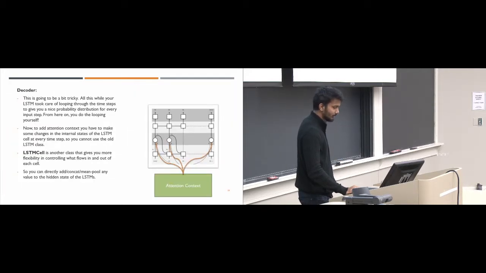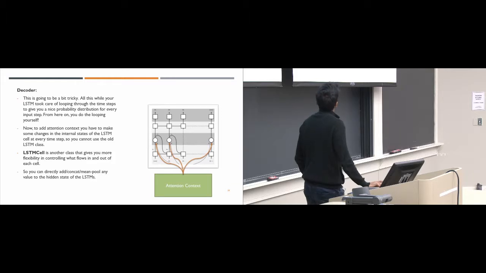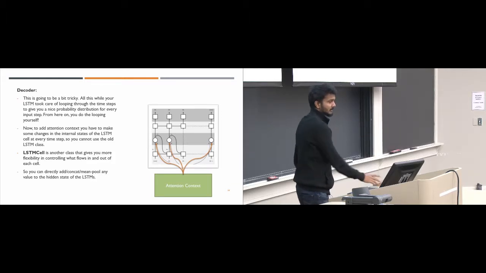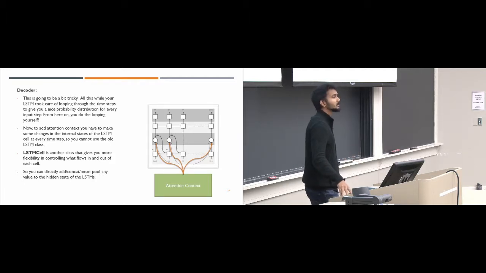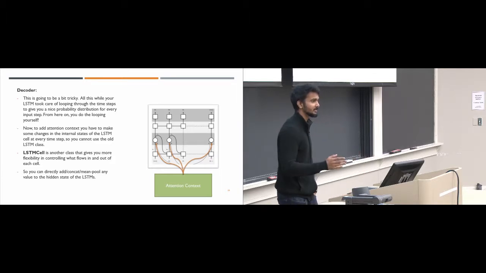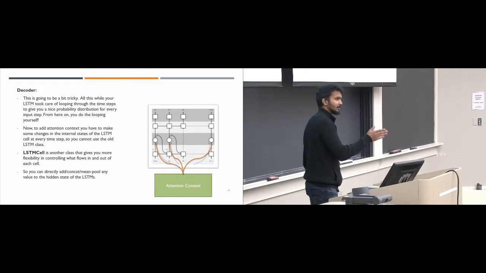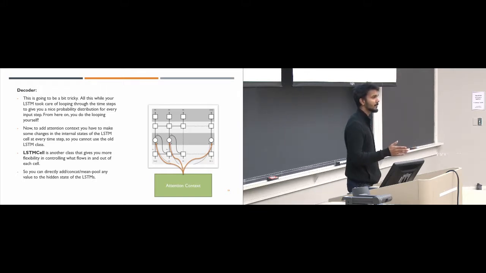So, coming to the decoder. This is again going to be a bit trickier than the encoder. The encoder is actually pretty straightforward to implement if you get the masking right. The decoder is going to be even more troublesome because all this while you were just using an LSTM class, which takes care of looping through the different time steps. You never looped through the different time steps in your network yourself. You always just gave in some set of sequences and the network did it for you.